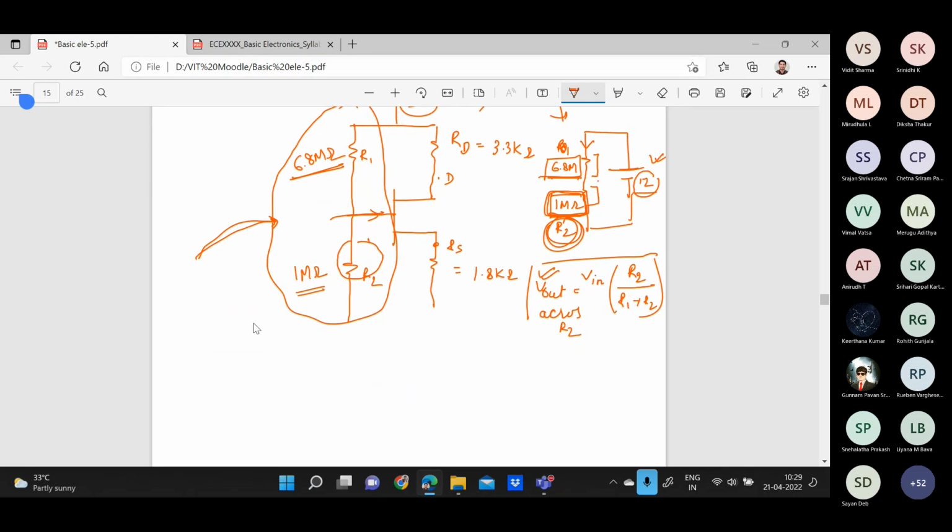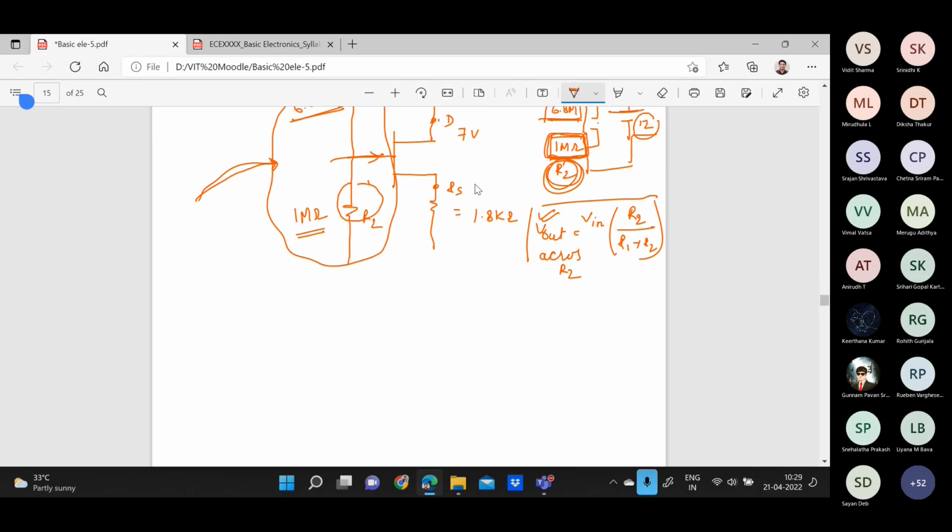Now in the question, for example, they have given the value of the drain voltage. Drain voltage they have given 7 volt. That means they have given VD is equal to 7 volt.